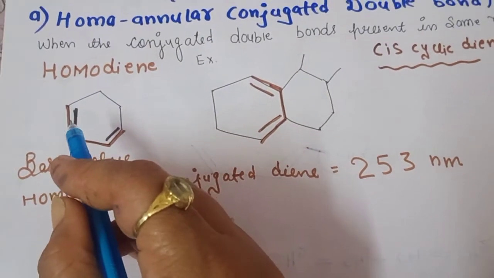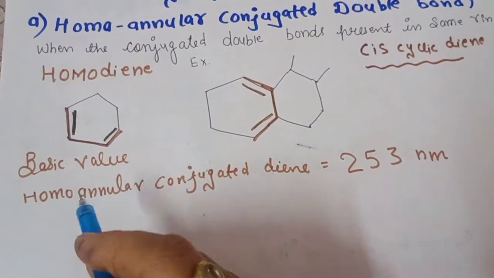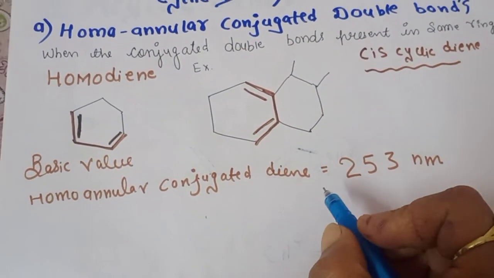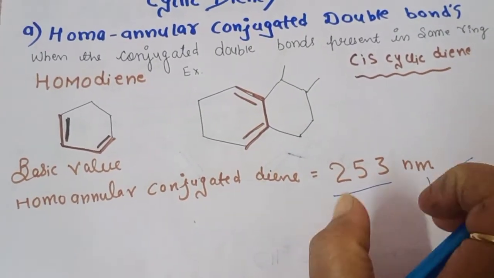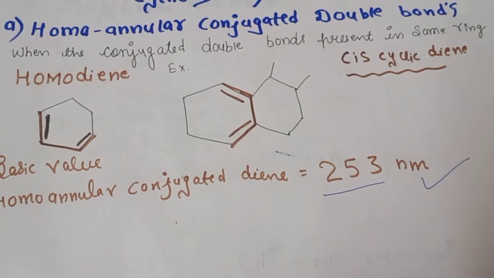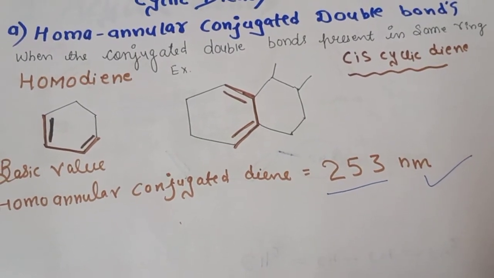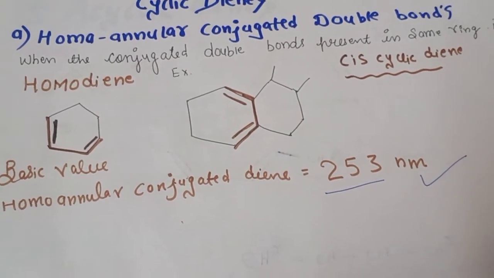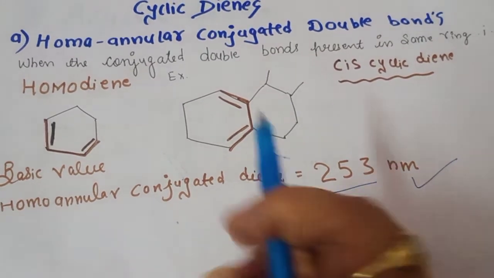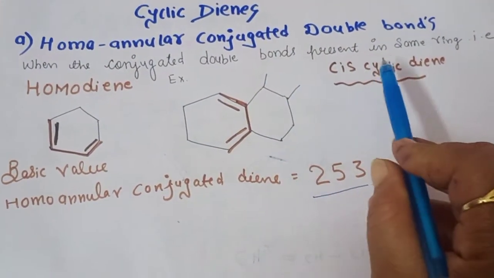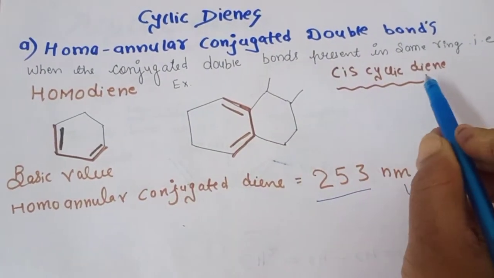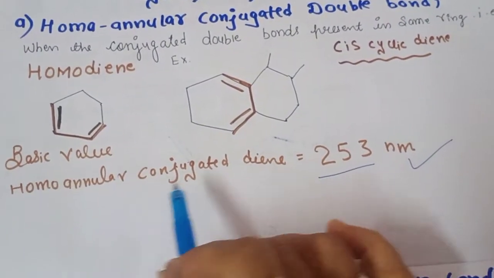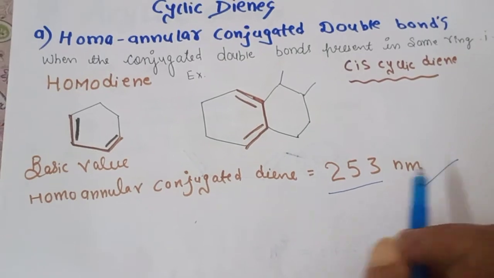Because one double bond, then single bond, then double bond, so it's a conjugation. So the basic value for this is 253 nanometers. This value you should first learn very nicely, and only then can we solve the numericals. Homoannular conjugated double bonds: when the conjugated double bonds are present in the same ring, they are termed homodienes or cisoid cyclic dienes. So the basic value is 253 nanometers. I hope you can understand.